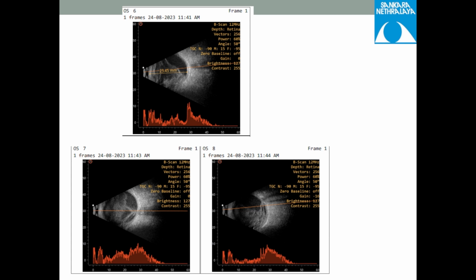Any idea? Thickness of the retina. Any wild guess? Nobody's going to judge you. 1.2 millimeters. Too precise, man. Give some range. 1 to 2 millimeters. Sure, that's a good range.